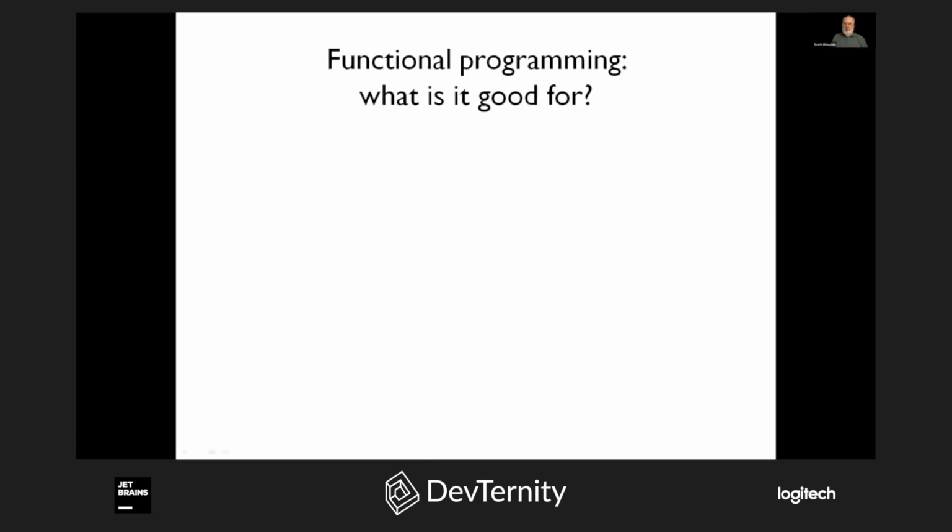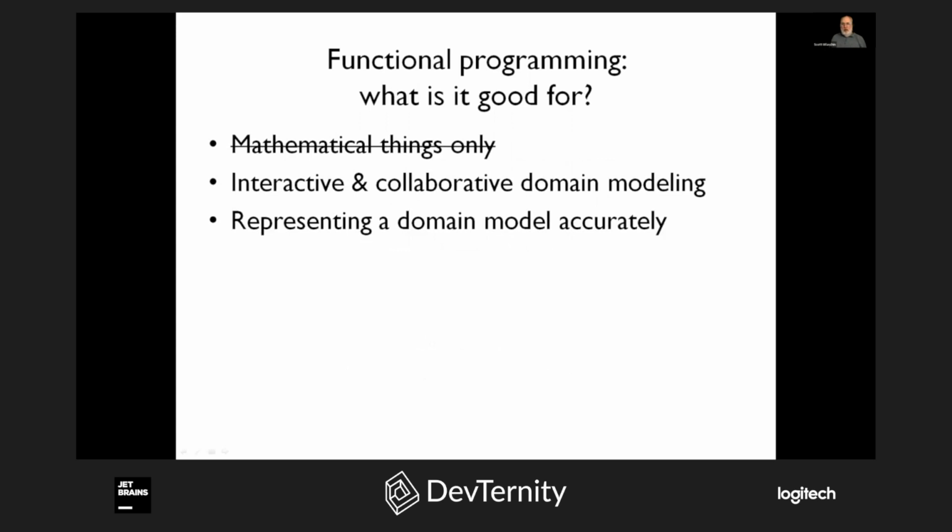So functional programming, most people think, is only good for mathematical things. I'm here to tell you that that's not true. I think actually functional programming is excellent for collaboration, for interactive stuff, for domain modeling, and in particular for representing a domain model accurately. So that's what we're going to talk about today. How can you represent a domain model in code accurately?